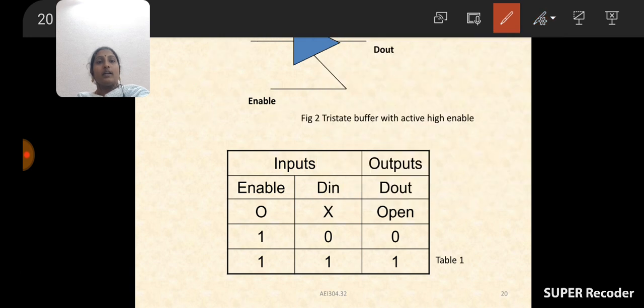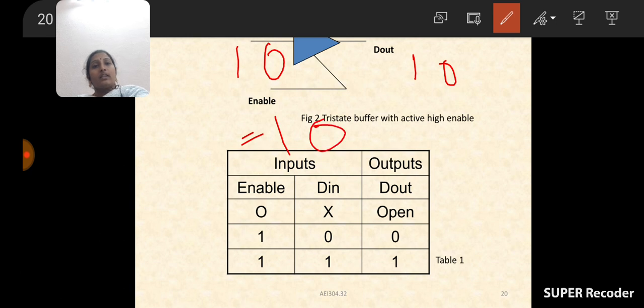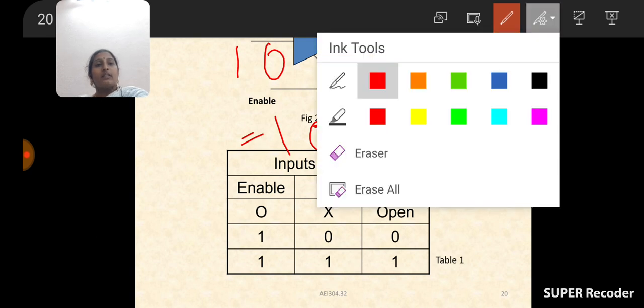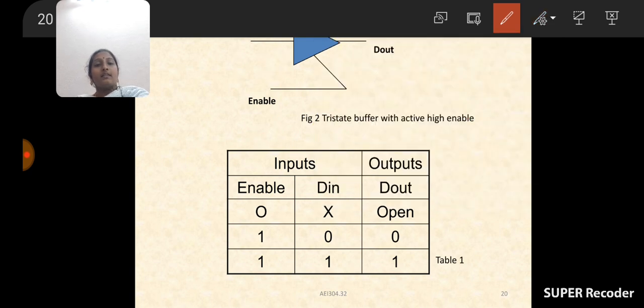So finally, why is it called a tri-state buffer? 3 states are there. What are the 3 states? If we apply low signal or high signal in the presence of enable, we get low and high. If enable is not there, even though 1 and 0 are present, nothing is there. So how many states are there? 3. The last state is called floating.